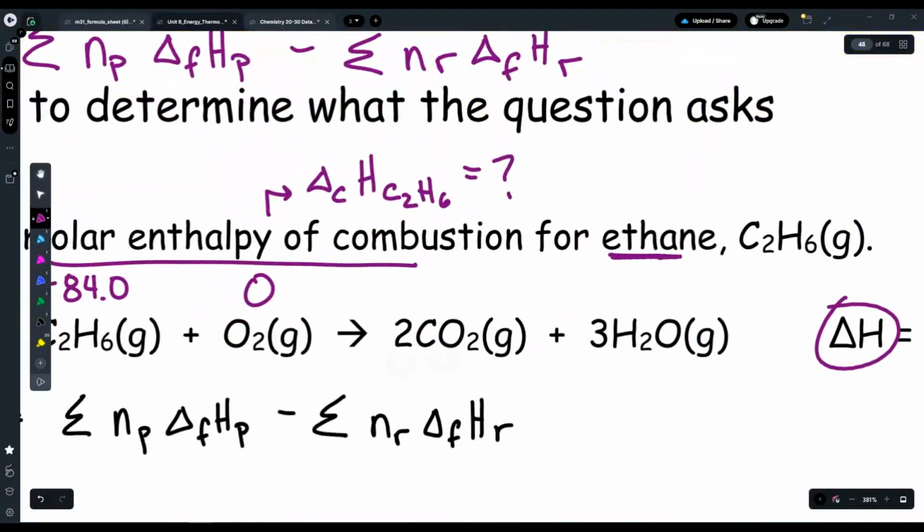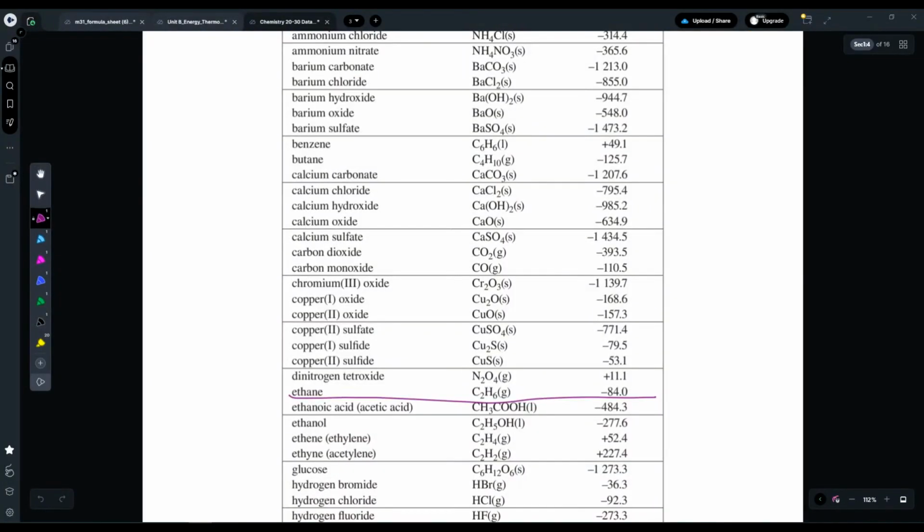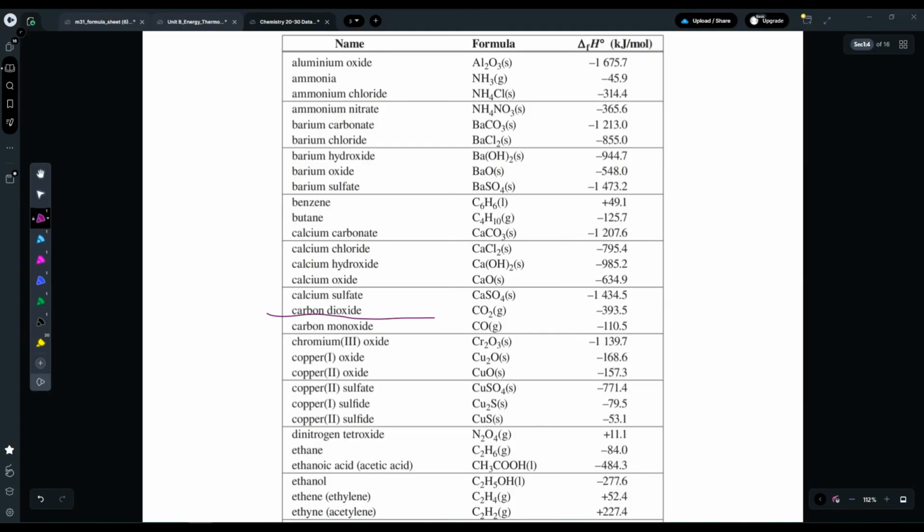Okay, now for carbon dioxide as a gas, let's look that up. So carbon dioxide is on page 4. It's right here, so negative 393.5.